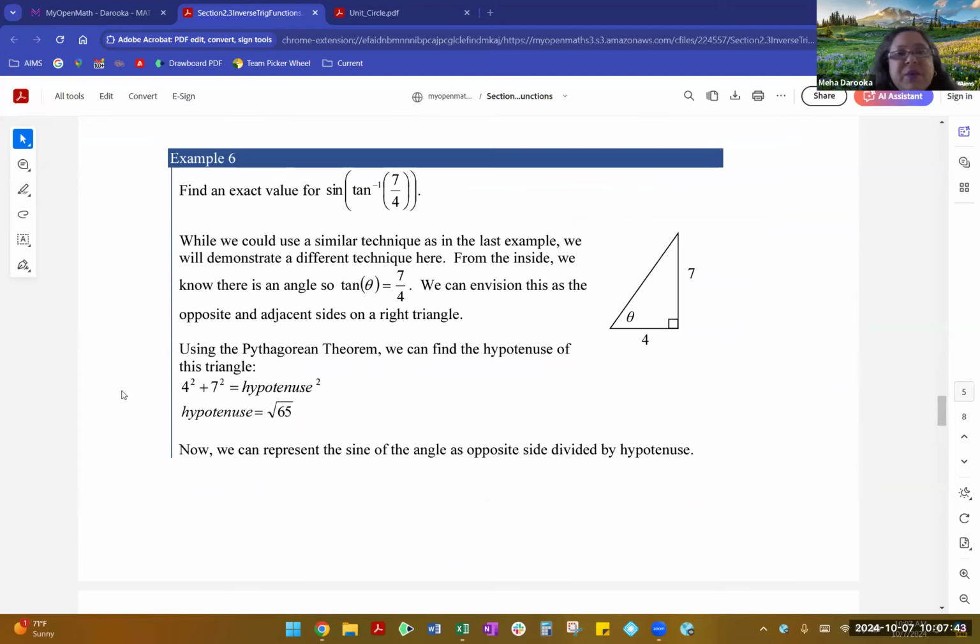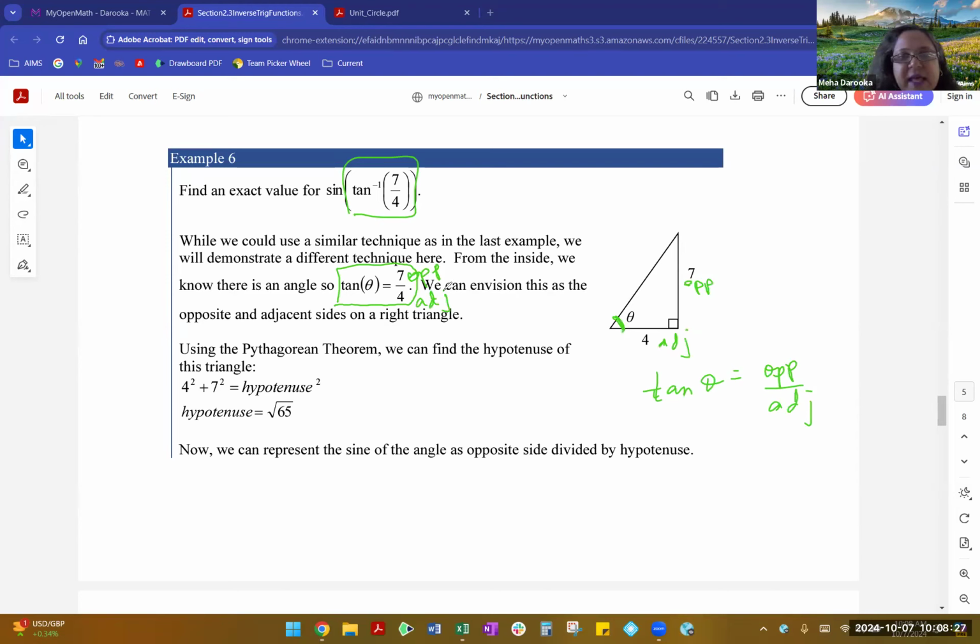Same thing here, you can see we have sine of tan inverse of 7/4. In this case, we're falling back on the identities to help us out, but we're going to look at this with the right triangle. When you have tangent inverse of 7/4, we can rewrite that as tangent theta equals 7/4. Using the right triangle, tangent of theta is defined as opposite over adjacent. So if this is your angle theta, then your opposite side is 7 and your adjacent side is 4.